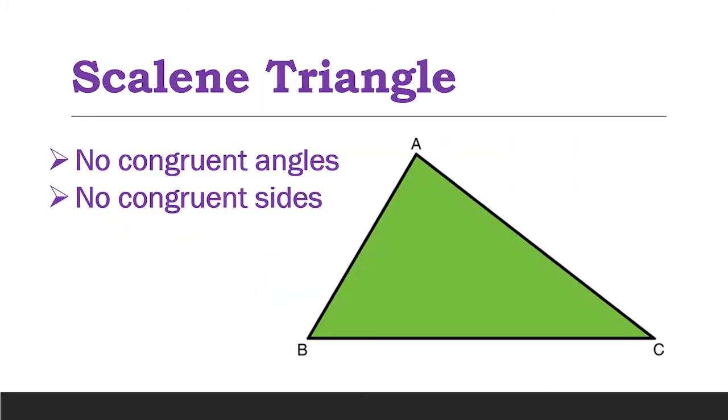So the first type of triangle we have here is called a scalene triangle. And with a scalene triangle, you have no congruent angles and no congruent sides. So as an example, I could have side lengths 5, 7, and 10. Because none of those sides are equal, that would be considered a scalene triangle. There are also no congruent angles. So remember, all angles have to equal 180 in a triangle, but in a scalene triangle, none of the angles are equal.